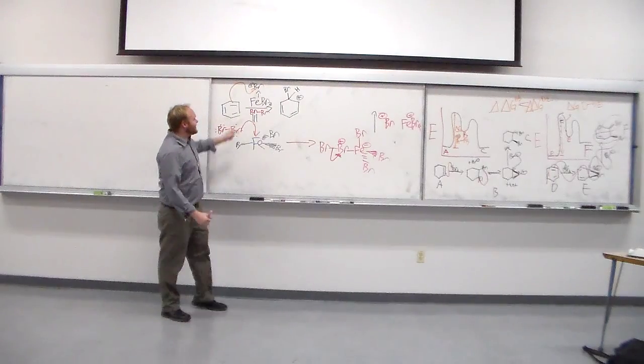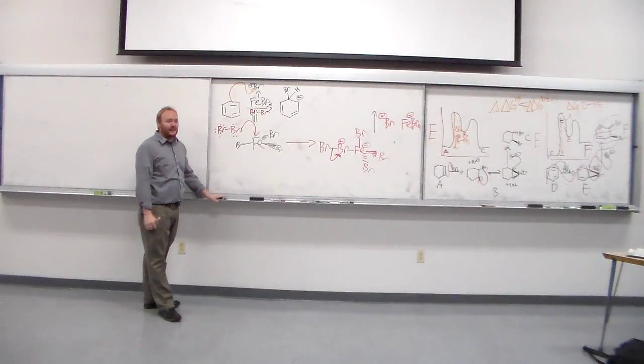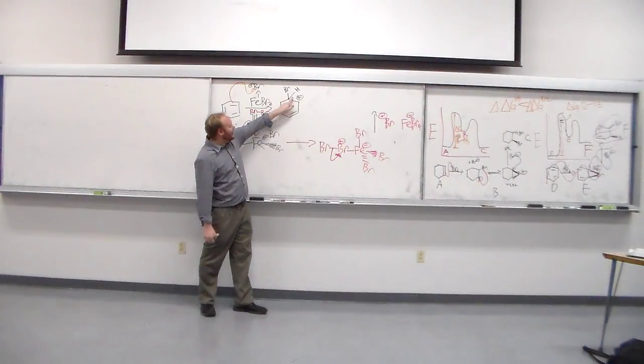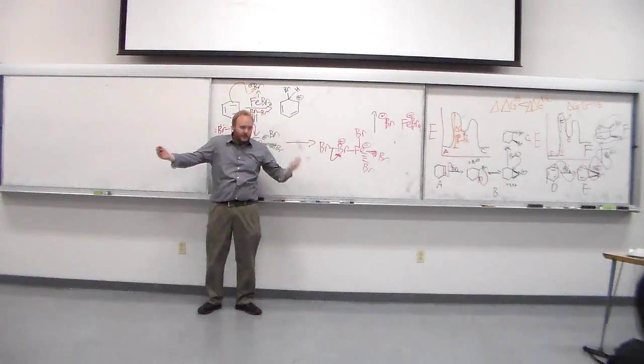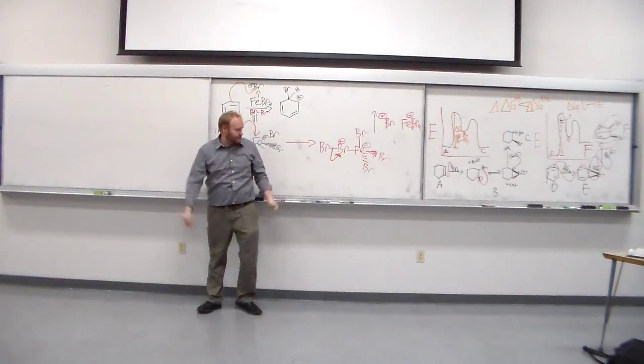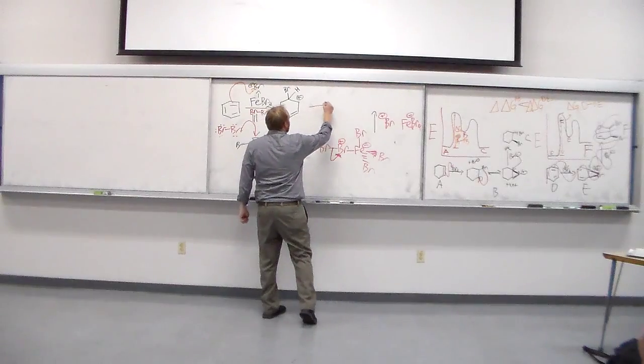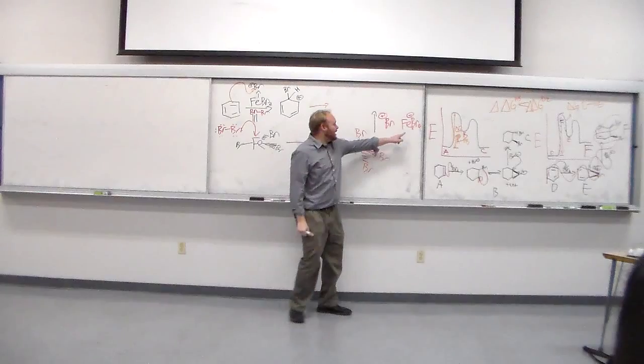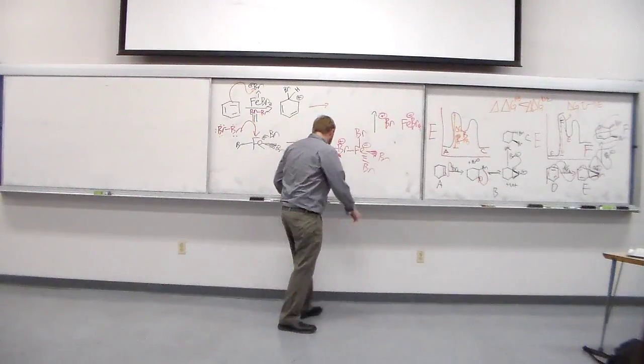So what happens next is actually now an E1 mechanism. So we have a positive charge, and we have a hydrogen adjacent to the positive charge. And so it's pretty much set up for an E1 mechanism. And the base for this is going to be our FeBr4 minus.